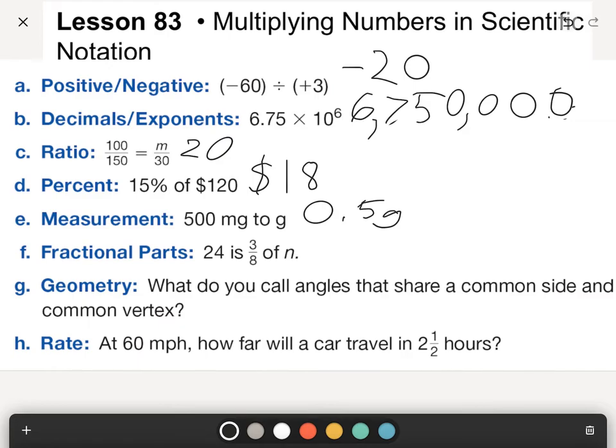Okay, great. So 24 divided by 3 would be 8, and then that times 8 would be 64. 24 divided by 3, I'm getting my unit, and then I'm multiplying that by 8. That gives me 64. Then, what do you call angles that share a common side and a common vertex?